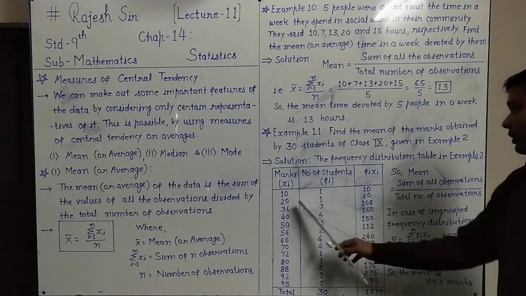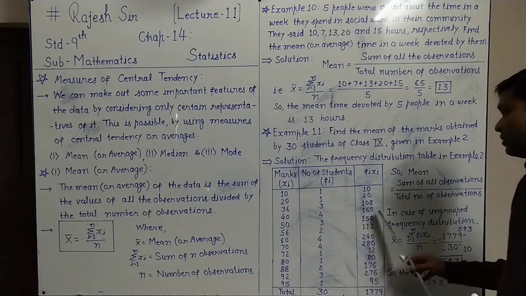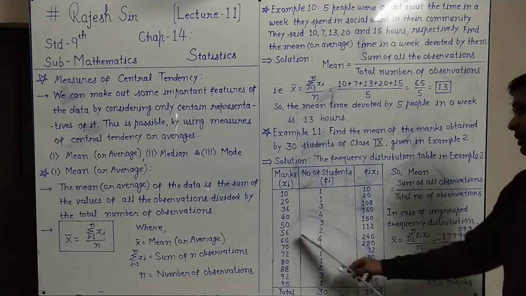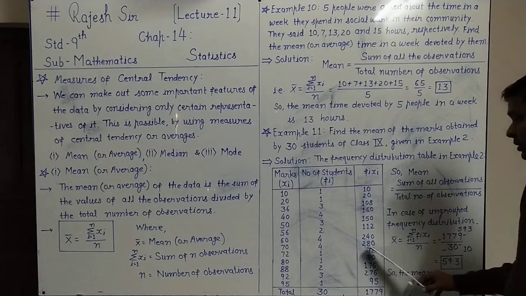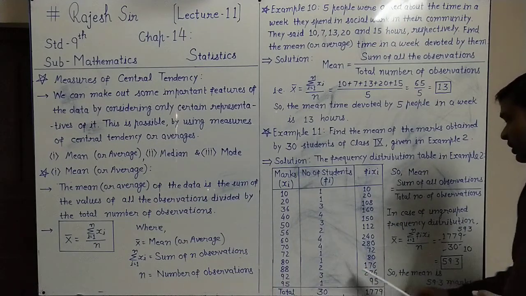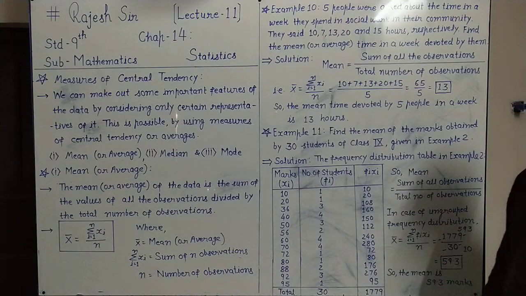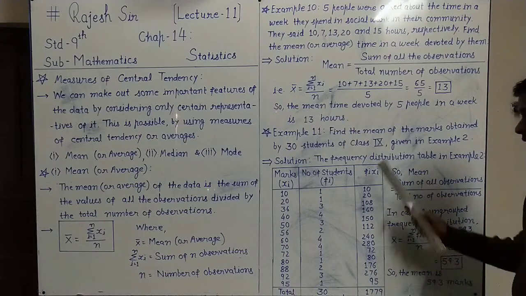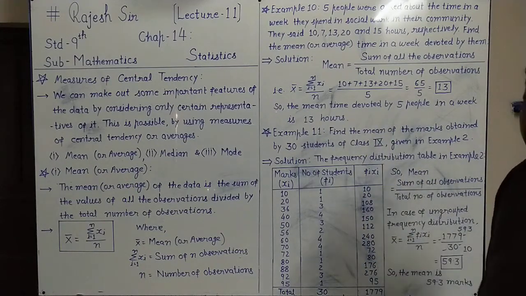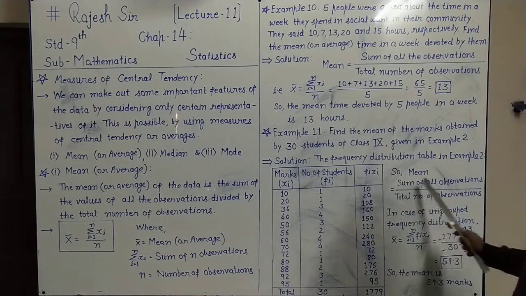So 10 ones are 10, 20 ones are 20, 36 3s are 108, 40 4s are 160, 50 3s are 150, 56 2s are 112, 60 4s are 240, 70 4s are 280, 72 ones are 72, 80 ones are 80, 88 2s are 176, 92 3s are 276, and 95 ones are 95. And then do the sum of all these numbers. This 1779 is actually the sum of all the 30 students' marks. So very easily, by making the third column fi xi, we can get the sum of all the observations.